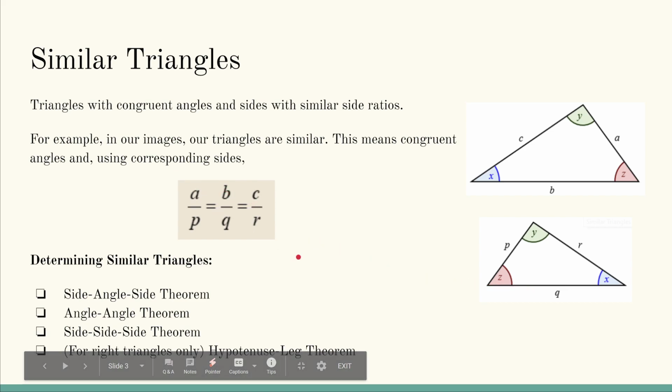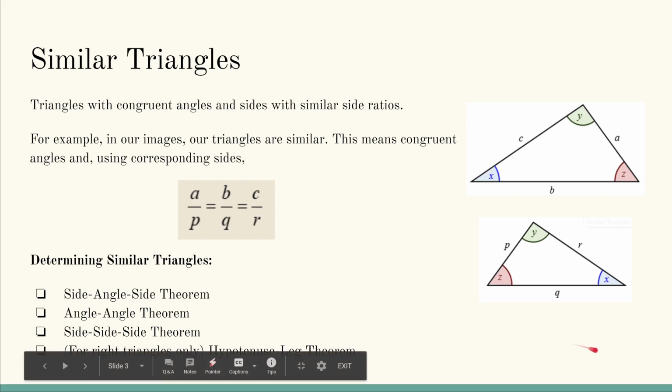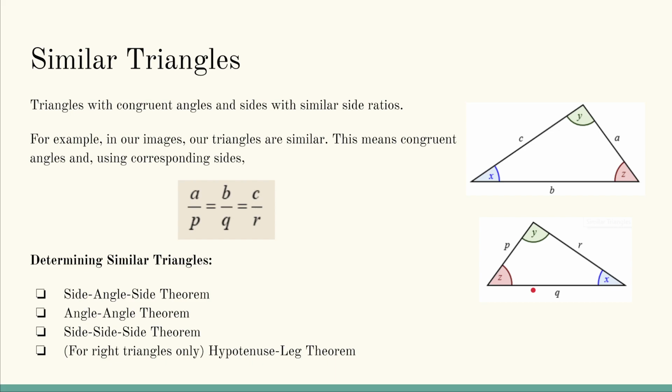And there are a few ways of determining similar triangles. So there's the side-angle-side theorem. If you're given a side, an angle, and then a side, so like an angle squashed between two sides, you can determine that a triangle is similar. And if you have two angles that are congruent, then you know that the triangles are similar. If you have all three sides with a similar side ratio, then you know that's similar as well. And last, there's a special case for right triangles where you can have the hypotenuse and a leg of the triangle, and then you know that's similar as well.